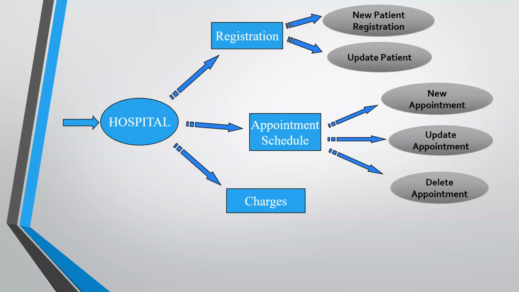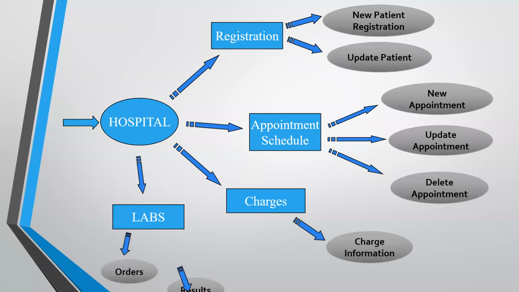And then you have charges. Charges will have only one event type, which is exchanging charge information between PM and EHR. And finally, you have labs. Labs will have orders and results. Okay, but these are again general terms. Let's see how they are expressed or represented in the form of HL7.